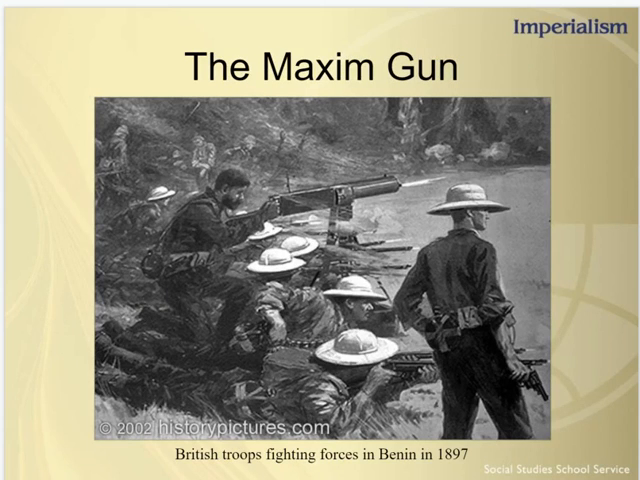The Maxim Gun. Changes in weaponry gave European countries an advantage over native populations. In 1885, the Maxim Gun was invented. It could fire 500 rounds a minute. The British Army began using the gun in 1889. And yes, they did use it to conquer more colonies.